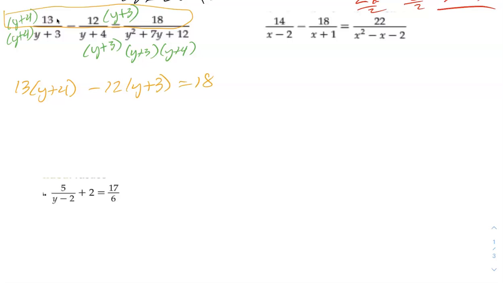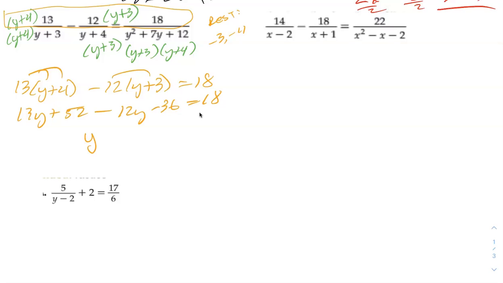Right, and I should have done the restrictions actually, so I know if I have any problems. My restrictions here are going to be negative 3 and negative 4. So if I get negative 3 or negative 4, it's not good. Anyway, let's solve. Distribute: 13y plus 52 minus 12y minus 36 equals 18. So I get y plus 16 equals 18. Minus 16, y equals 2. Again, not one of my restrictions, so I'm good.